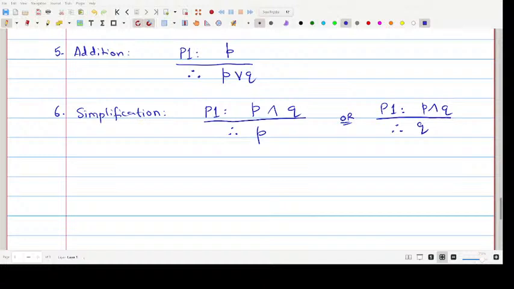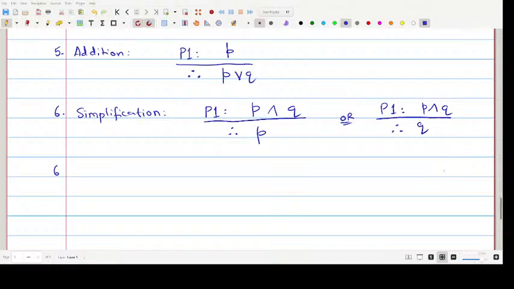So for this premise to be a part of a valid argument, it has to be true. So P and Q is true. If P and Q is true, P has to be true and Q has to be true separately but together. They have to be simultaneously true, right? Therefore, the conclusion here would be either P or Q. Both are equally respected solutions.